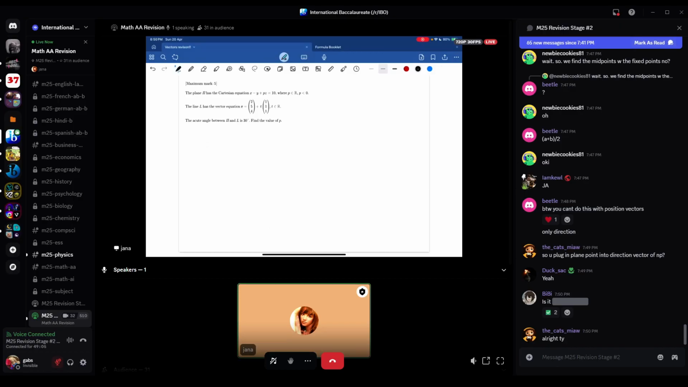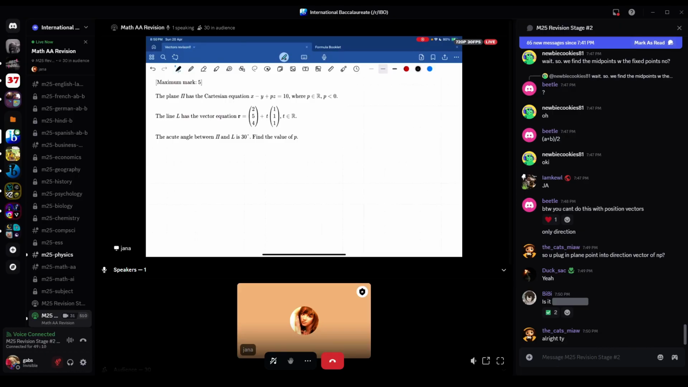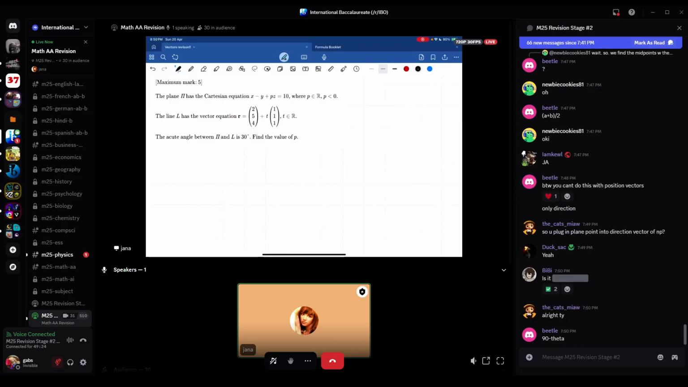Okay, we have another fun one: the angle between a line and a plane. Now, I already mentioned this, but you have to watch out for the wording here. So we have a plane pi that has the Cartesian equation x minus y plus pz equals 10, and line L has this vector equation. If the angle between the plane and the line is 30 degrees, we have to find the value of p.